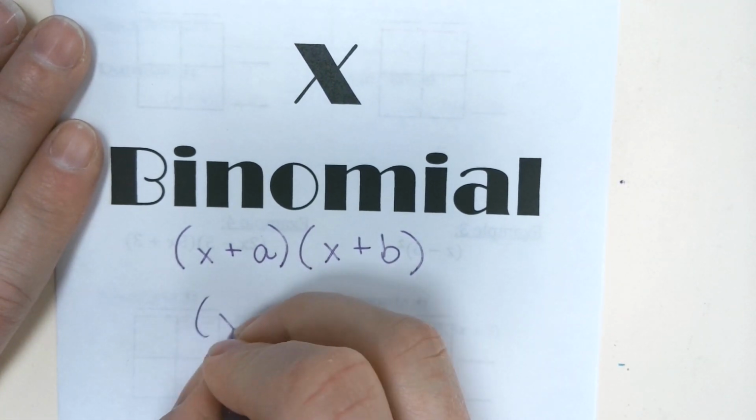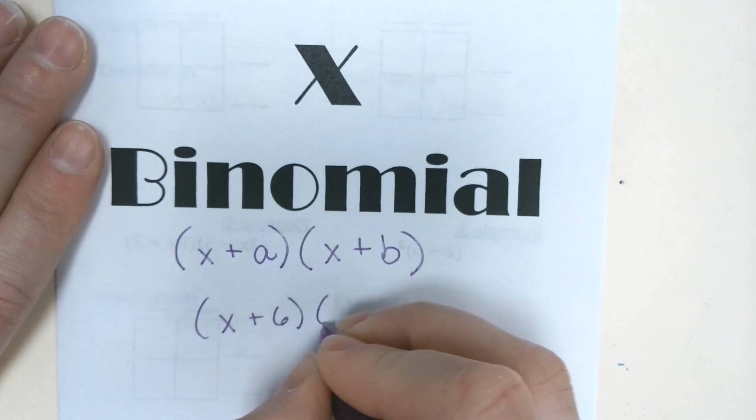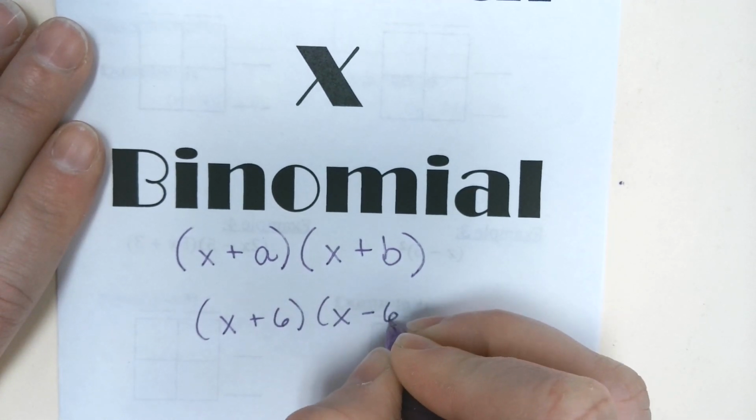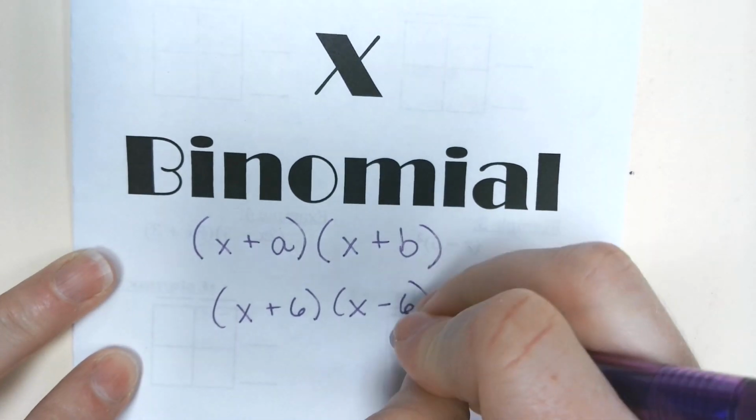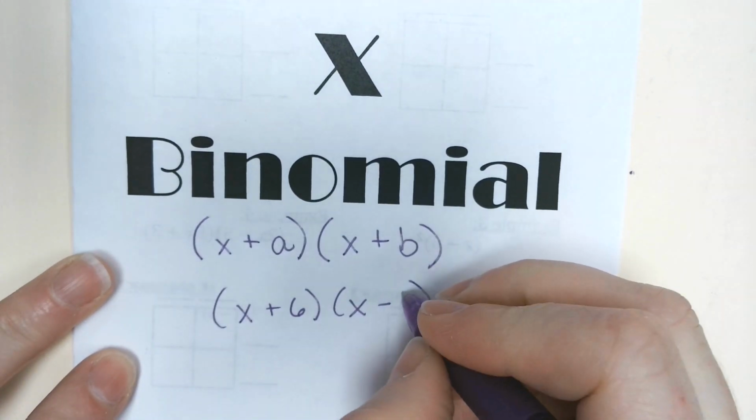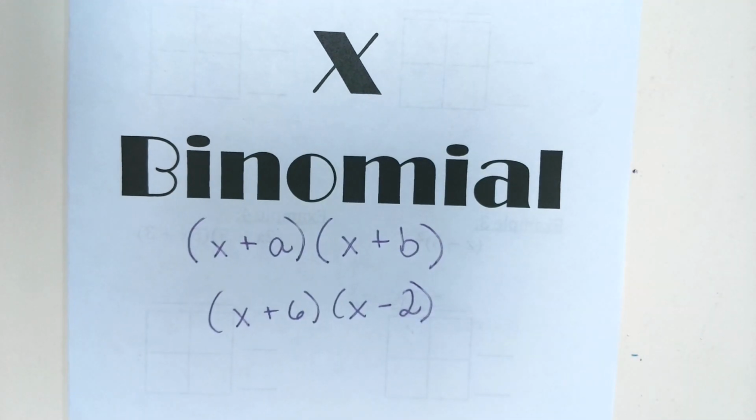So it'll look like this: x plus 6 times x minus 6. I don't know, that's just an example. Actually, I'm going to do 2 instead of that. So it could be plus or minus.